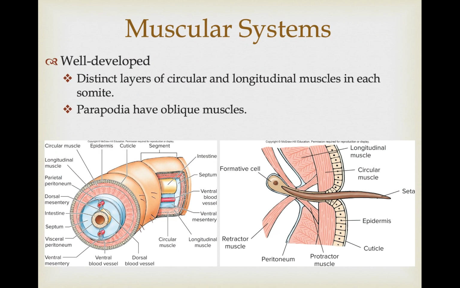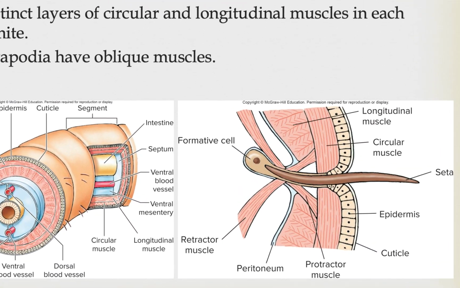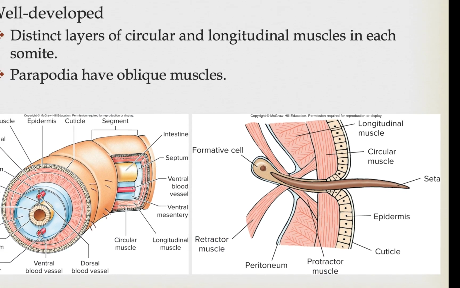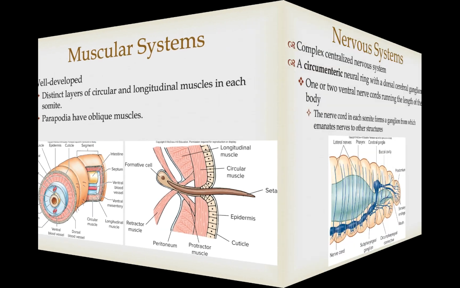They do have a very well-developed muscular system with distinct layers of circular and longitudinal muscles in each of the somites, as you can see here. And the parapodia themselves have oblique muscles that are going to be important in moving the parapodia independent of the individual body somites. And this is going to be useful in crawling and defensive actions of staying in a burrow, and in some cases even swimming.